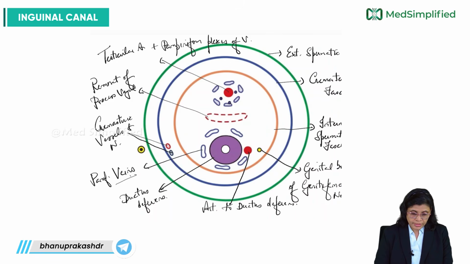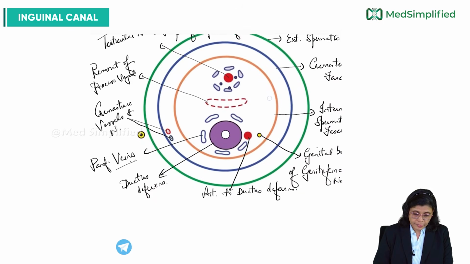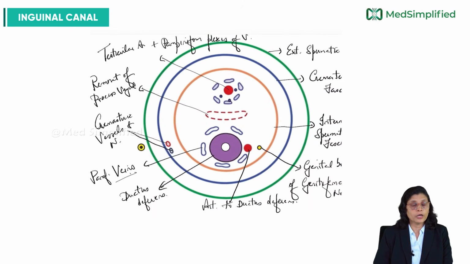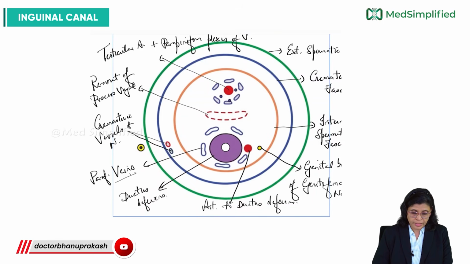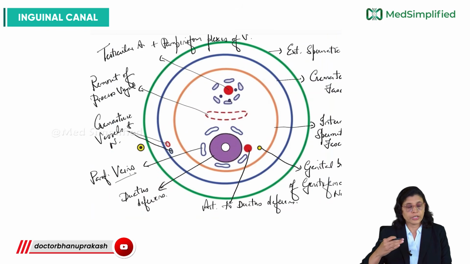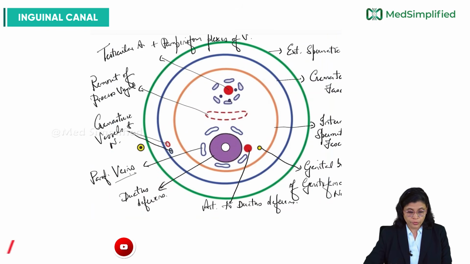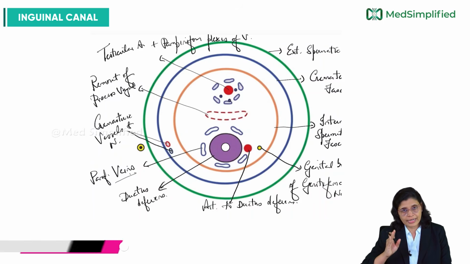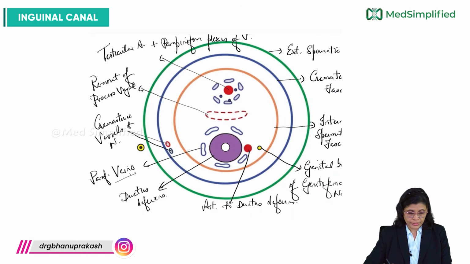So here you have to understand that the external spermatic fascia is derived from the aponeurosis of the external oblique muscle, whereas the cremasteric fascia consists of loops of skeletal muscle fibers united by areolar tissue. These fibers are derived from the detached part of the internal oblique muscle. And then we have the internal spermatic fascia, which is derived from the fascia transversalis. So that is what you have to remember there.